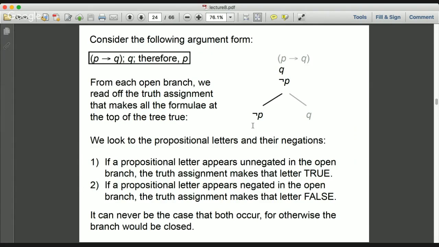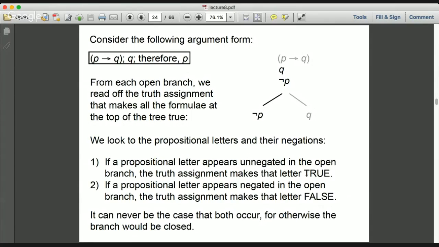And obviously, it can't be the case that both occur, because the rules are if it's unnegated, then it's true. If it's negated, then it's false. You're never going to get both negated and unnegated in the branch, because otherwise we would have closed the branch. And by definition, that would have been a closed branch. If it's an open branch, we know by definition that we're not going to get inconsistent truth assignments.